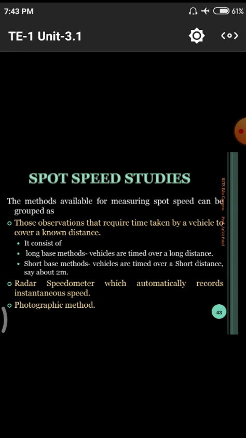In the spot speed study, the major purpose is what? The methods available for the measuring of spot speed can be grouped as follows. First one, the observation that requires the time taken by a vehicle to cover a known distance. Known distance means whenever we are going from one particular point to another point, the two points are well known to us. That means we have to take a smaller time to cover those two points. Why?